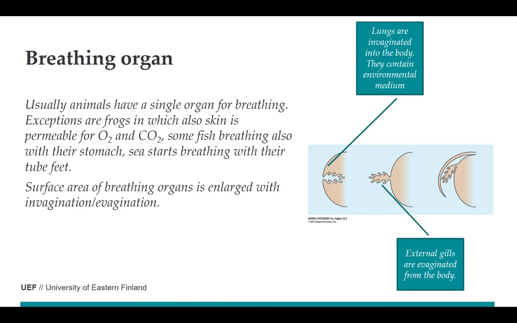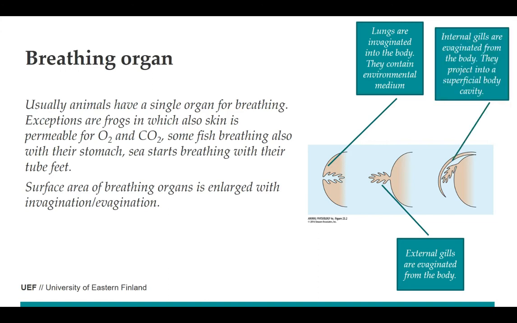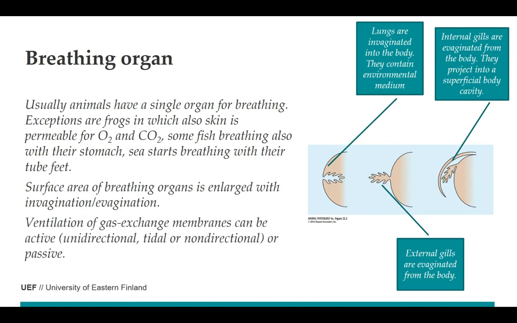You can have either external gills that are evacuated from the body, or you can have internal gills that are still evacuated, but they are protected by other tissues in the superficial body cavity. But anyway, the idea in both cases is that you are increasing the area of gas exchange. And this ventilation can happen either actively, when we are breathing and using the muscle, or it can be passive, like the tunas swimming with their mouth open. So there's a constant flow.